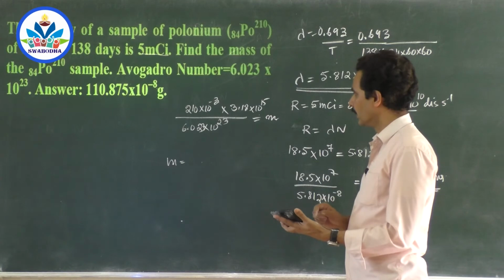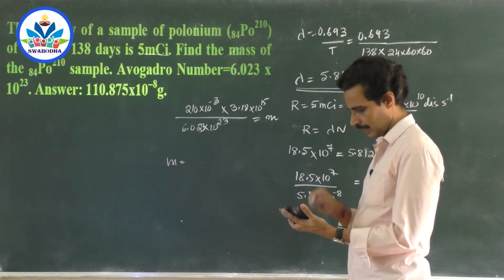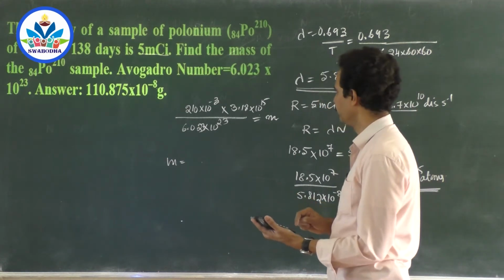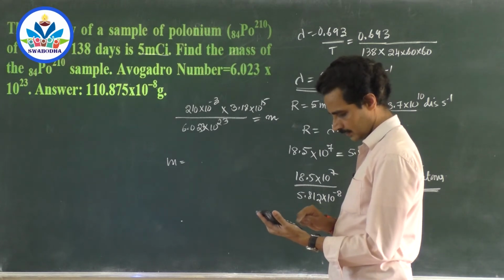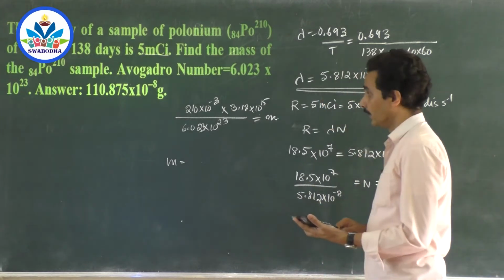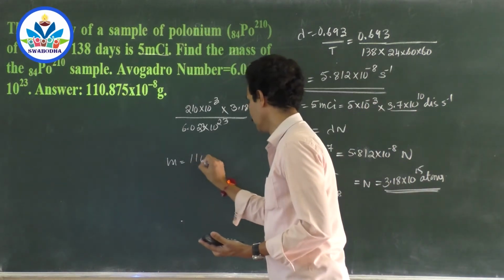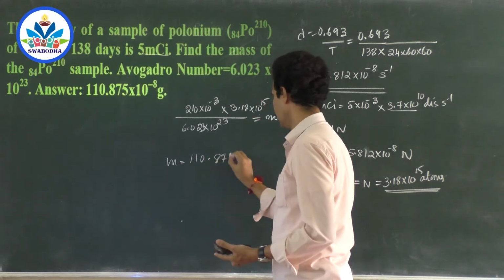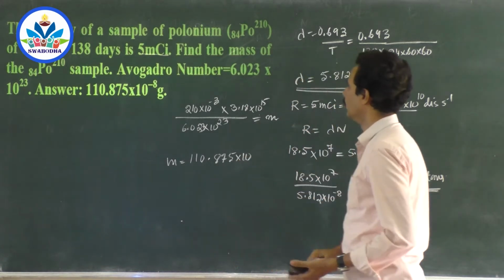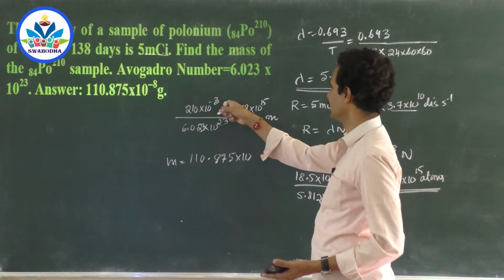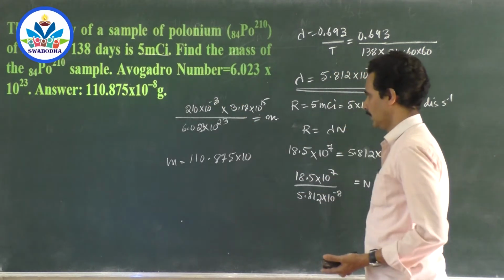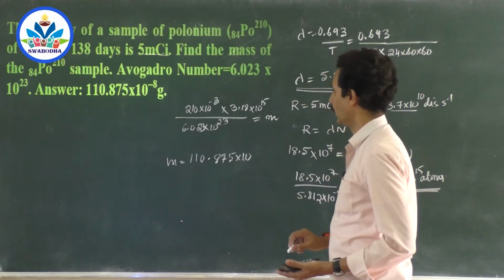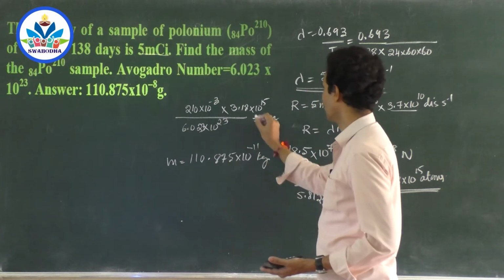210 into 3.18 divided by 6.023, we are getting 110.87, that is 110.875 into 10 to the power minus 23 minus 26 plus 15, minus 11 kg, because I have converted everything to kg.